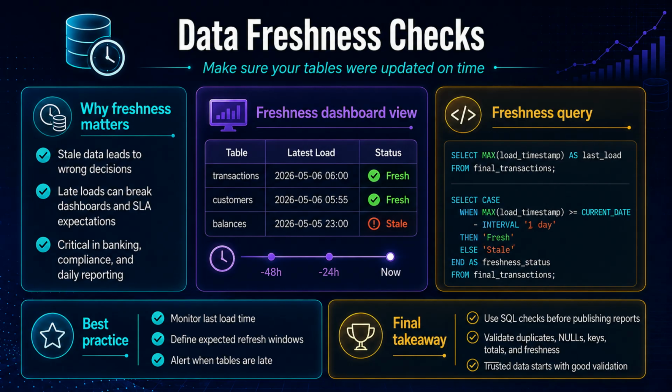Trusted data starts with good validation. Before publishing reports, validate duplicates, nulls, keys, totals, source versus target differences, outliers, and freshness. That is how SQL becomes more than just a query language. It becomes a quality control tool for reliable data engineering, helping teams protect reports, reduce production issues, and build trust in the data.